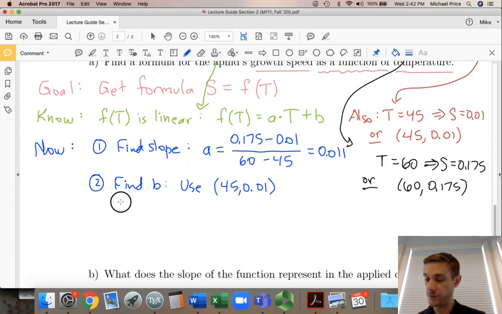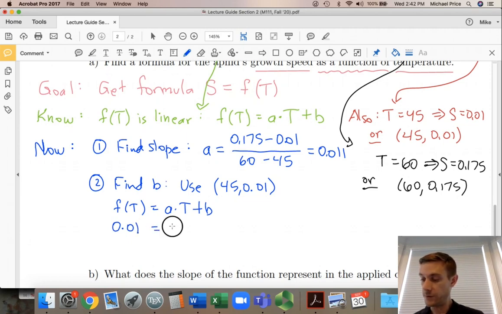Okay, so we're going to start from our formula. We've got f of t is a times t plus b. And now there's like four things here, right? There's f of t, the output. There's the constant a. There's temperature. And there's the constant b. We know three of these things, at least for the moment. We know an output looks like 0.01. Not always, but for this one temperature, that's definitely the output. We know the slope is always 0.011. The temperature that got us there was 45, and now here's B.